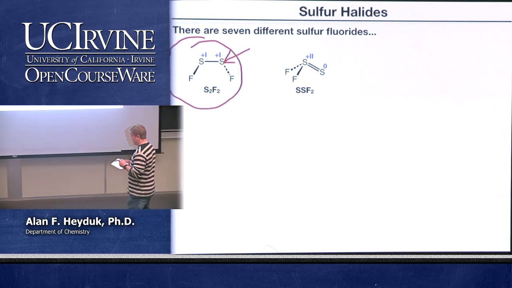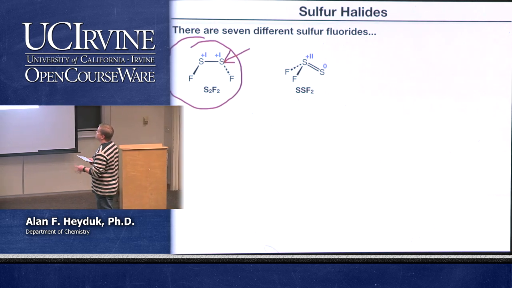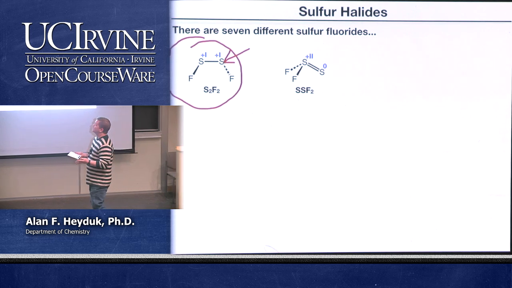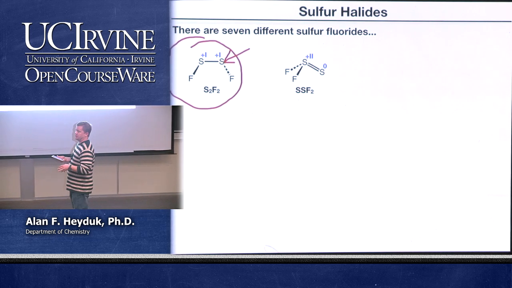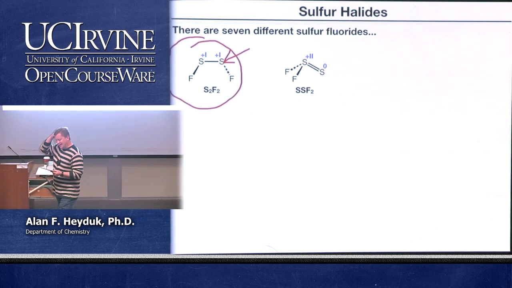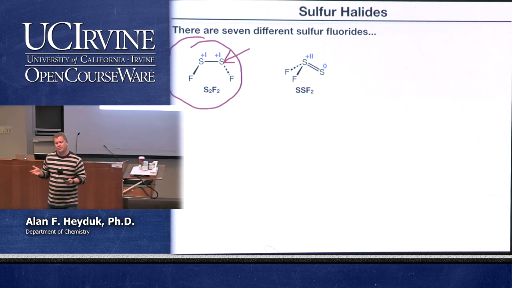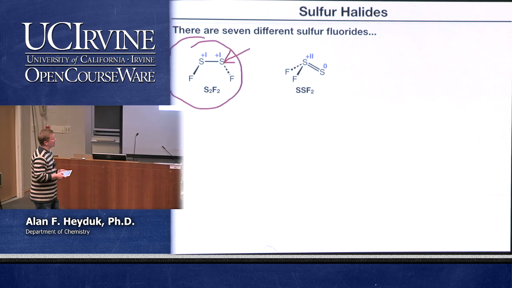Another interesting one, S2F2, you can see I've written it out as SSF2 to indicate that the sulfurs are different. Obviously, one sulfur has 2 fluorines bonded to it. The other has the sulfur-sulfur double bond. So in a weird kind of way, I look at that and I think it kind of looks like a ketone. I'll admit it's not a perfect comparison, but you get what I mean.